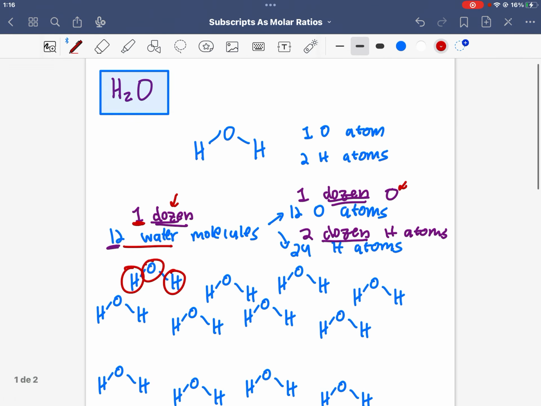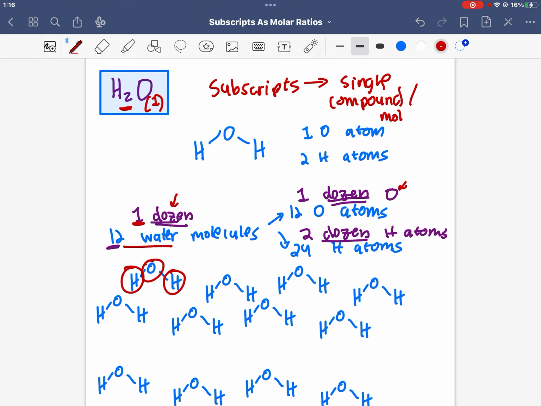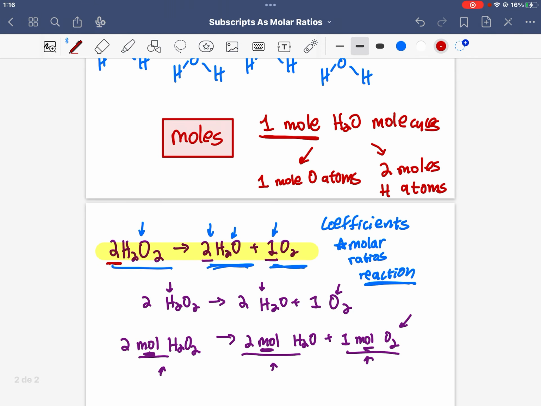So subscripts, these numbers here, and of course a 1 is implied, subscripts act as molar ratios when I'm just looking at a single compound or molecule. So subscripts are for a single compound or molecule. I can relate the amount of a part of a molecule to the whole molecule in terms of moles. Coefficients are looking at an entire reaction. I can relate one thing in a reaction to another thing in a reaction in terms of moles.